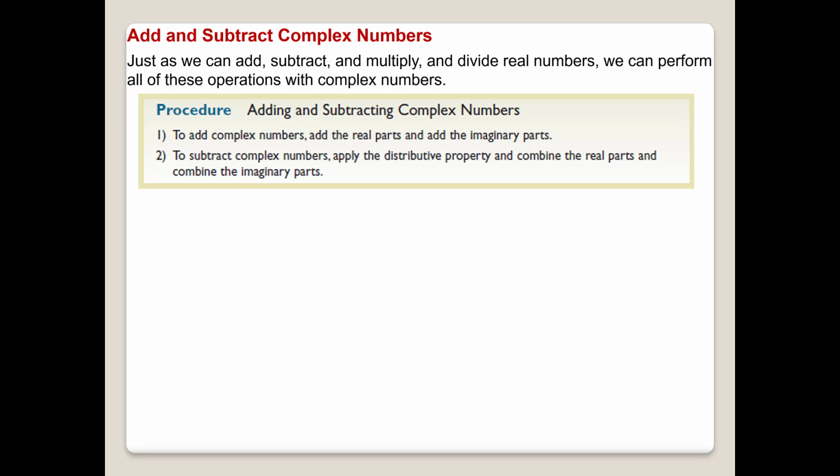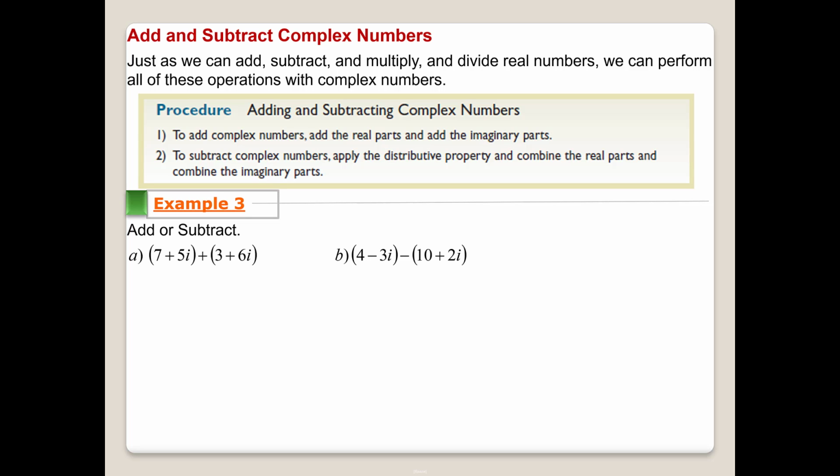To subtract complex numbers, apply the distributive property and combine the real parts and combine the imaginary parts. So the imaginary parts you treat as if it was like an x, okay? The i is simply replacing an x in your calculation, so don't let it confuse you in the process. It's nothing crazy, nothing new, but you'll see we treat it just as if it was an x, but instead of an x we have an i. So let's look at this.